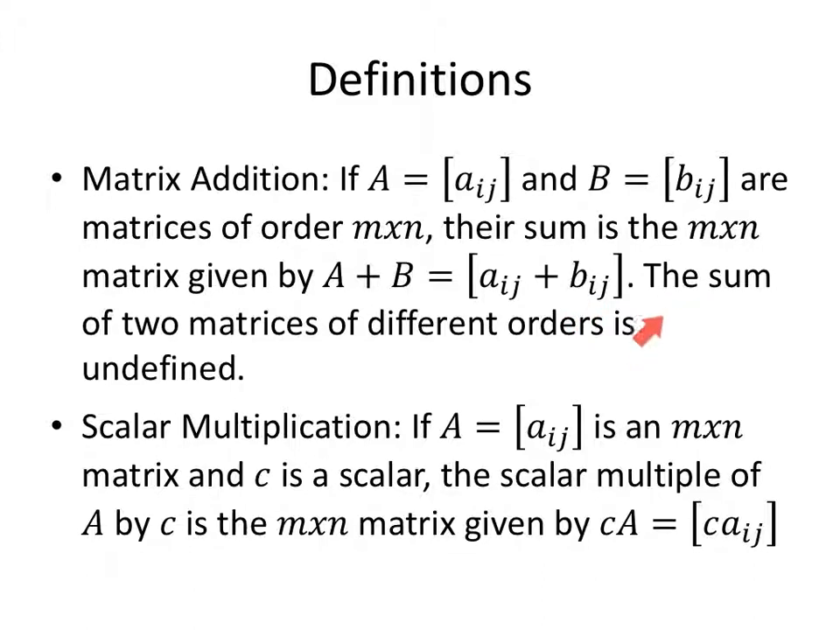Now, the sum of two matrices of different orders is undefined, so they have to be the same size because we're going to add the components entry-wise. Corresponding components get added.